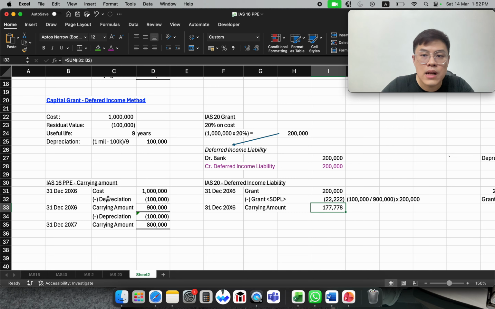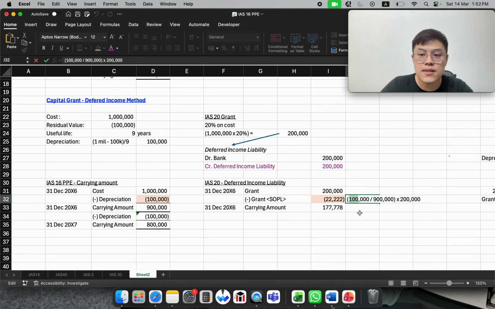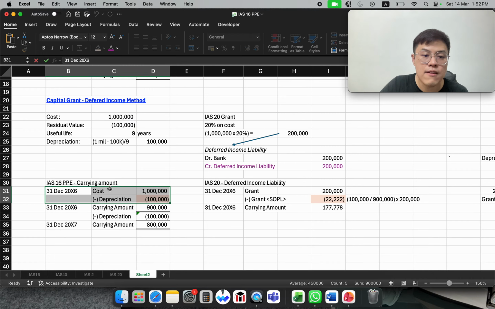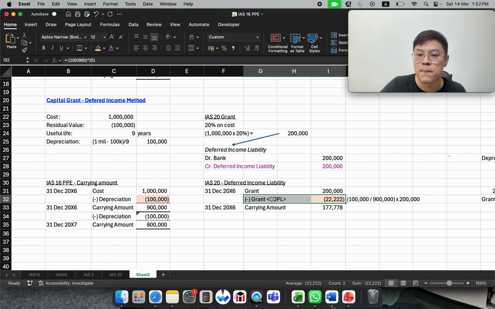This 22,000 is something that you will need to gradually release into your SOPL. Bear in mind, your calculations in PPE are very important, because when this one is wrong, this one is also wrong. Sometimes you are not buying a full year. You need to depreciate based on time proportion. For example, you buy on 1st of July and your year end is 31st December, so you need to times 6 divided by 12. If you didn't do that, you are going to be wrong in here.